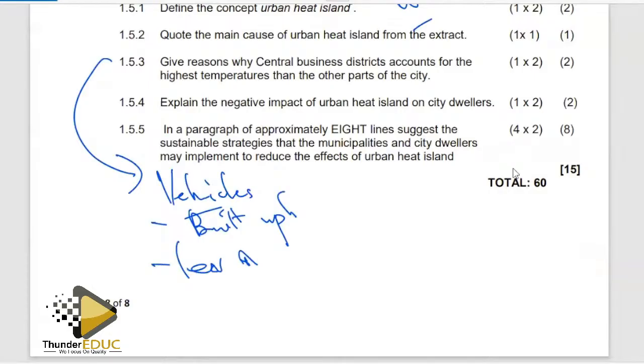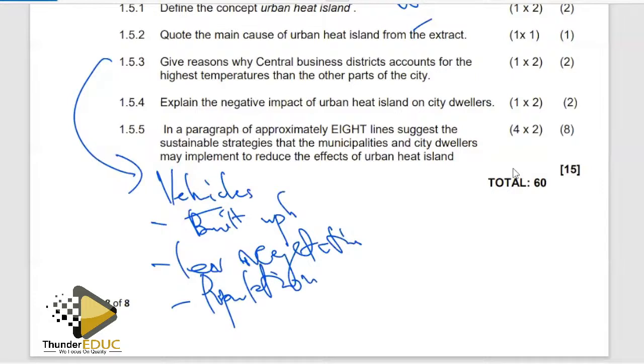Talk of less vegetation in the CBD, which has a cooling effect. Or you can talk of population in the CBD. There's so many factors that you can attribute in the CBD, which makes it have a higher temperature compared to other areas. Talk of tall buildings in the CBD.